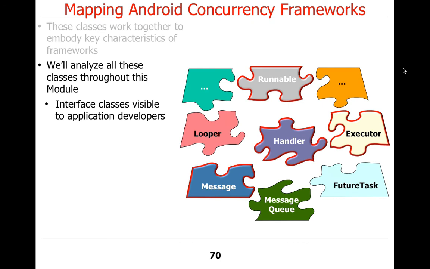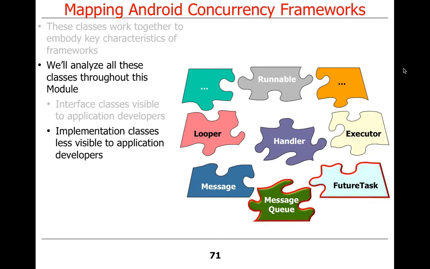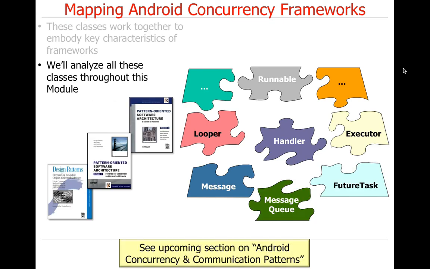Some of the classes we're going to look at are visible to application developers: runnable, handler, message, and so on, and executor. Others are less visible, they're sort of hidden. You don't have to see the executor, but you can see the executor if you want to. Other stuff is more hidden. Then, of course, it's all based on patterns.